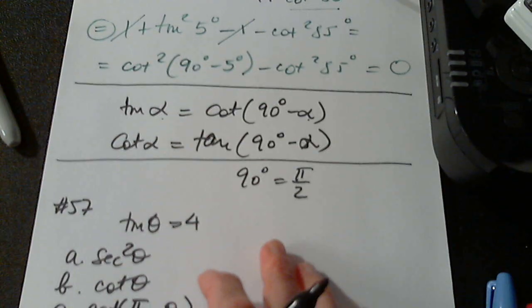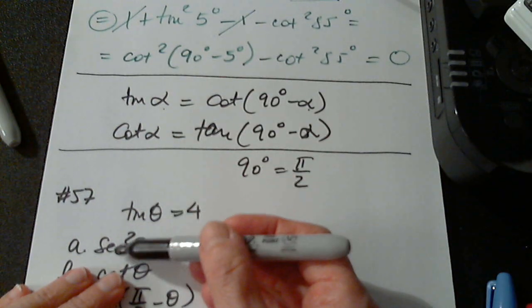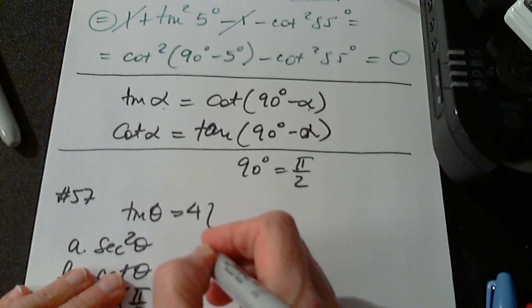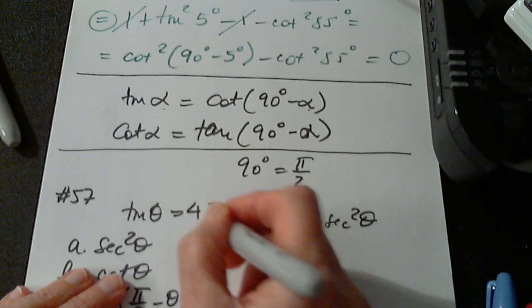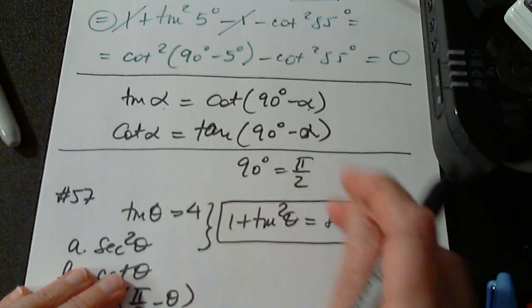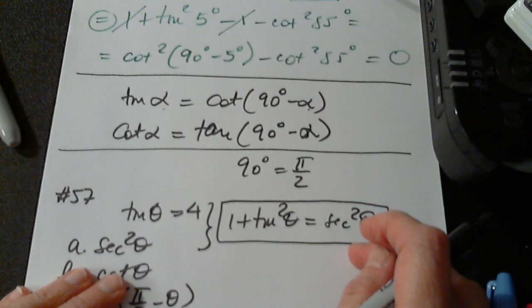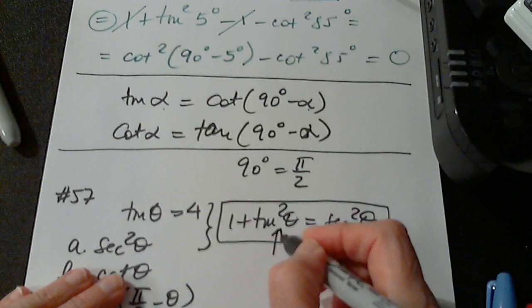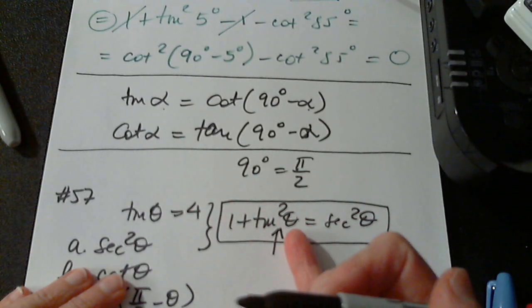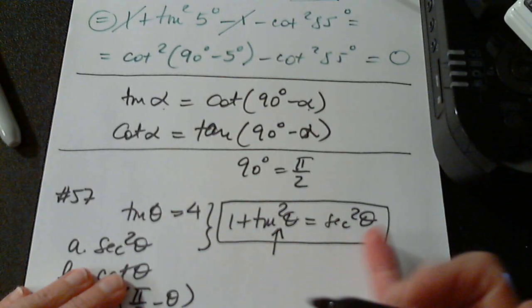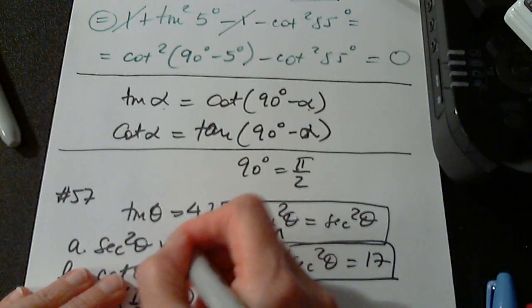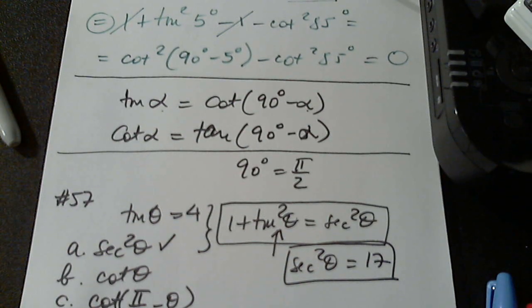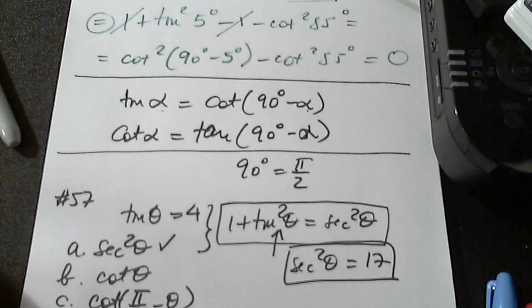Is there a connection between these two? Yes, of course, a very nice one. 1 plus tangent squared theta equals secant squared theta. The more you write it, the easier it becomes to remember. Tangent is 4, and squared it is 16, plus 1 is 17. So secant squared theta equals 17, and I'm done. Any questions on this one?